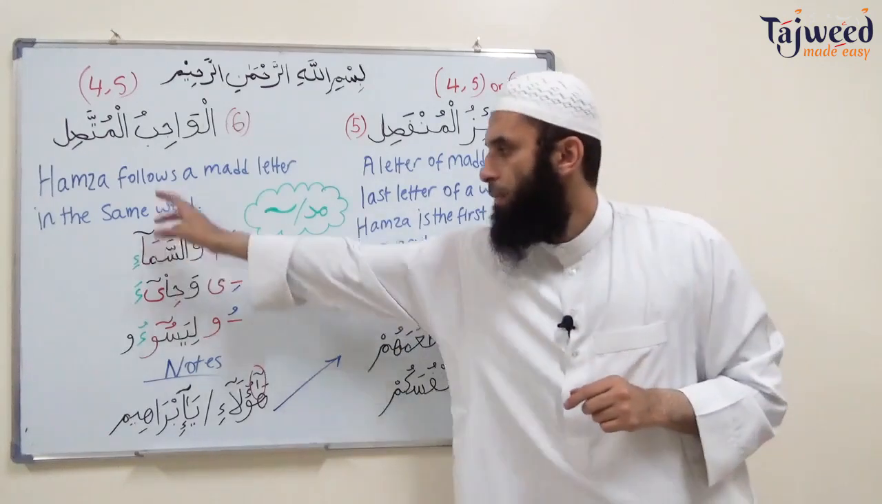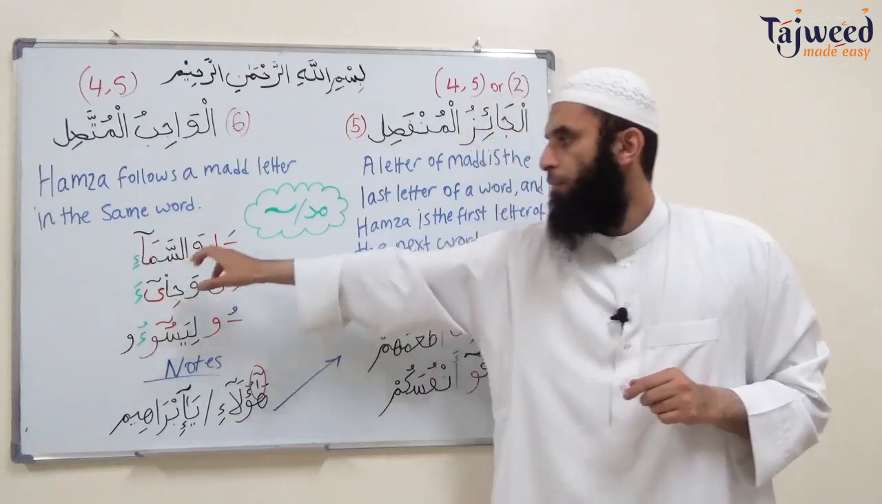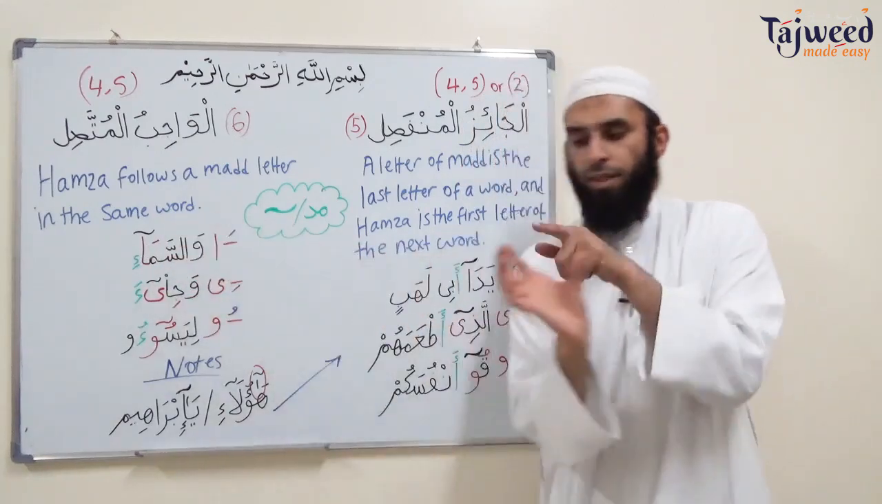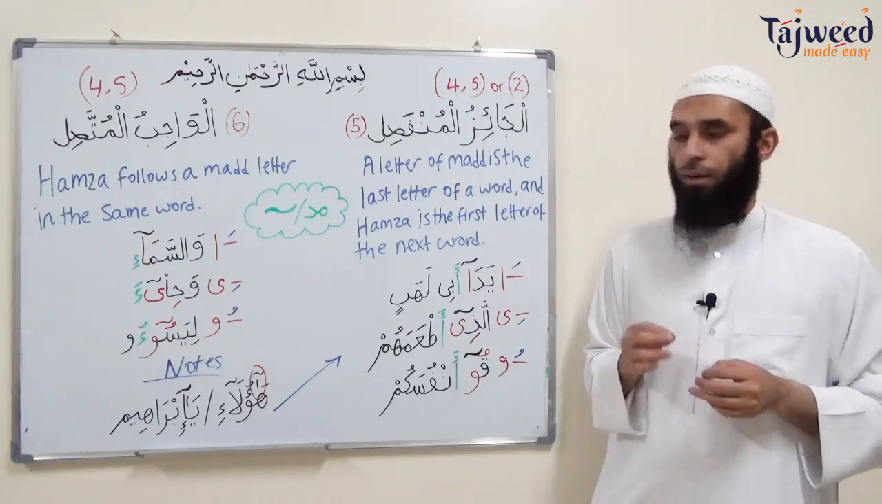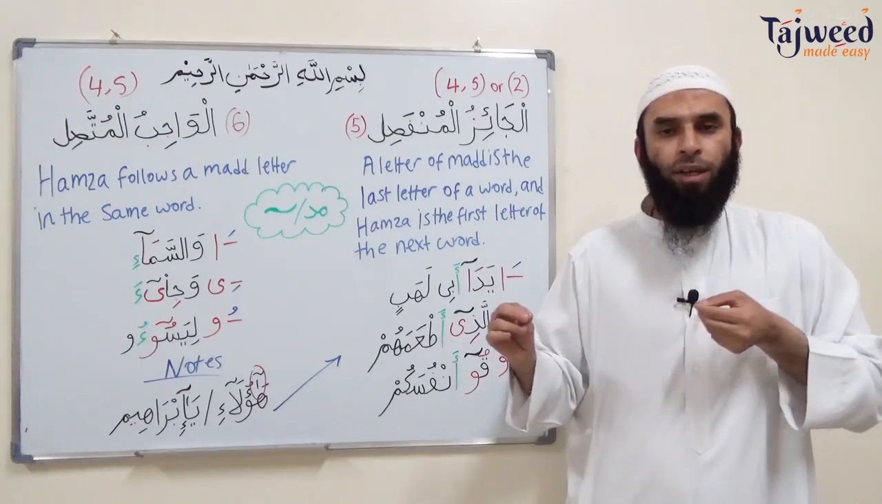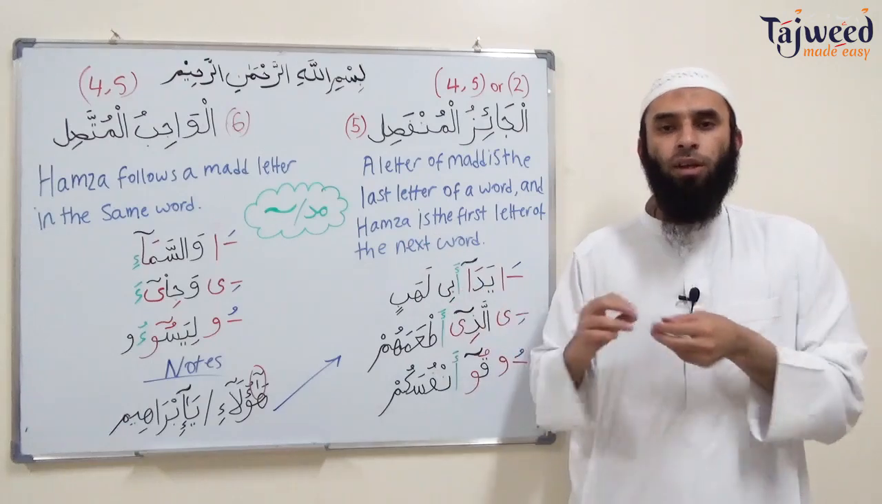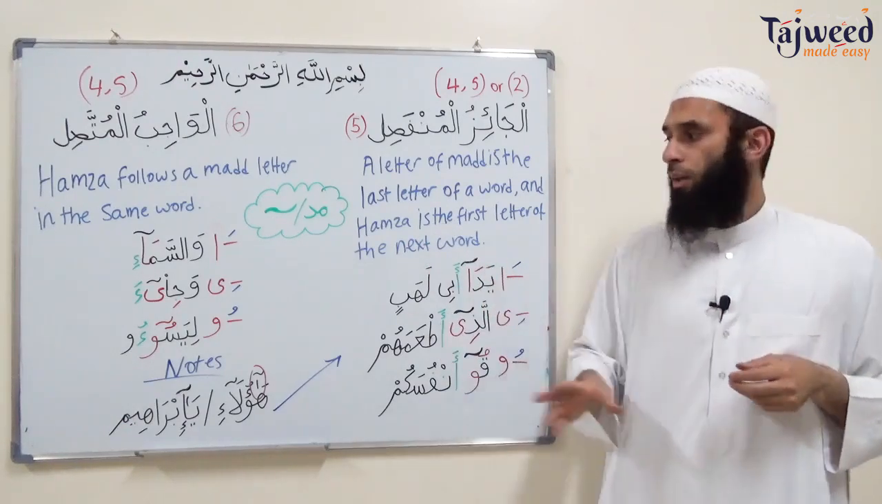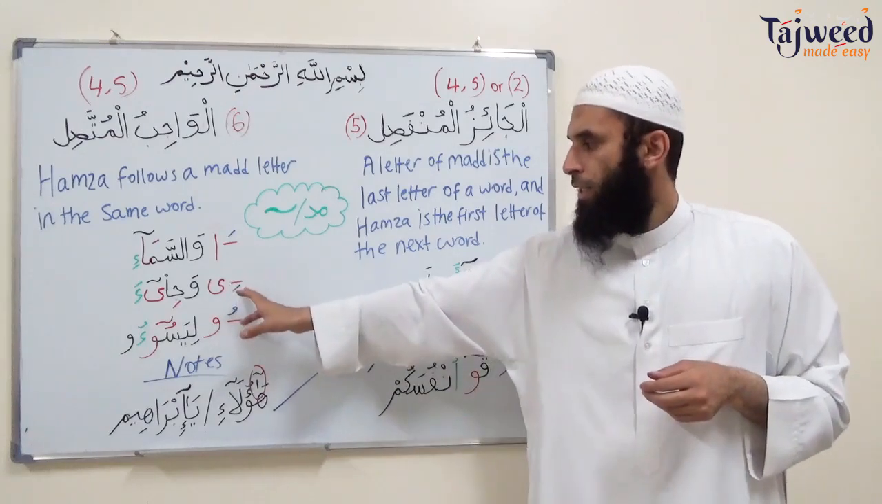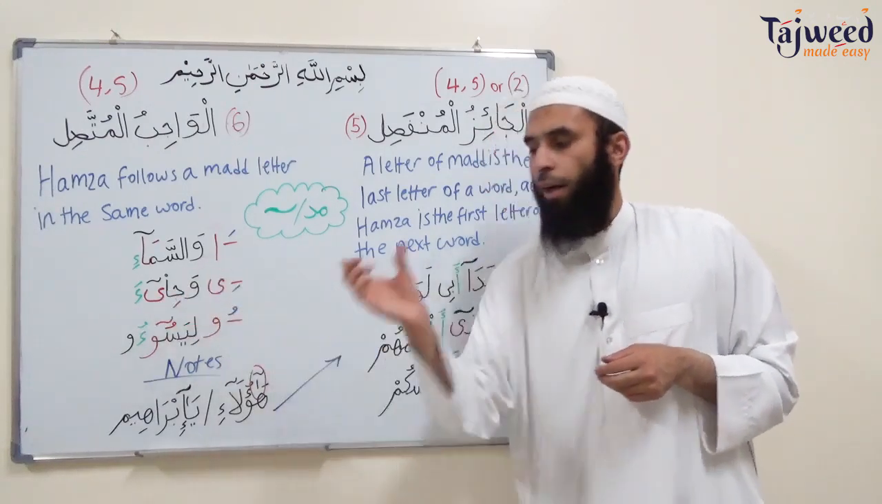For example, the word was-sama'i: we have a letter of mad which is alif preceded by a letter with a fatha, and the hamza in the same word. So we stretch to 4 or 5 counts, similar counts. Was-sama'i wat-tariq. Was-sama'i wat-tariq. Next one, ya sakina preceded by a letter with a kasra, ya sakina, and the hamza in the same word.